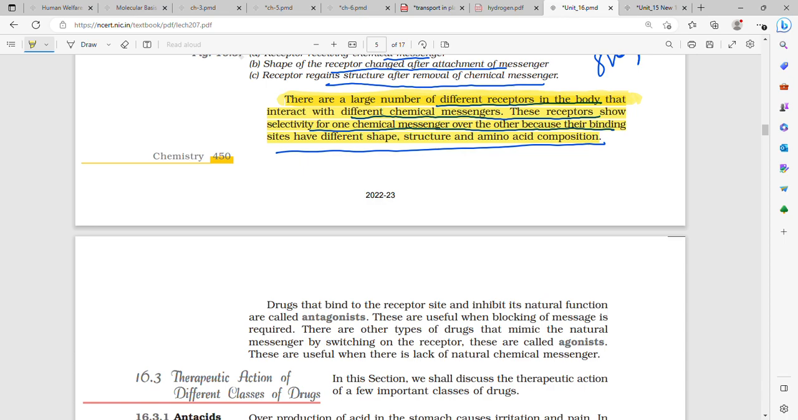So we have a large number of different receptors in our body, and they interact with different chemical messengers. Since there are so many different receptors, they show selectivity. They are going to be specific for one chemical messenger over the other. Why? Because their binding sites have different shape, structure, and amino acid composition.